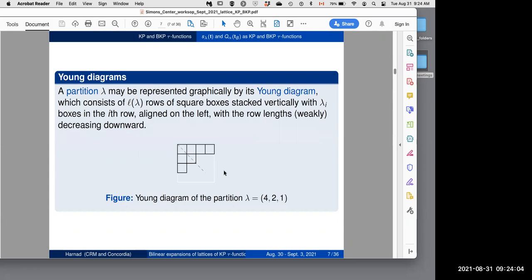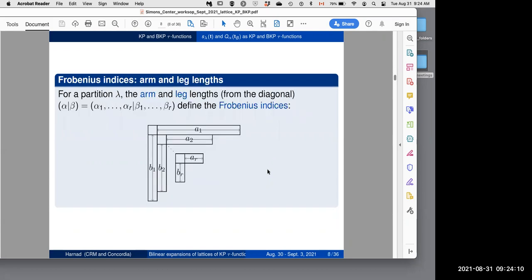And it's usually represented by a Young diagram. I think everyone knows this, where the rows are the number of parts of the partition. Another representation is using the so-called Frobenius indices, which is entirely equivalent to the partition. You look at the arm length and the leg lengths along the diagonal, and this set of pairs of numbers, alpha 1 to alpha r, beta 1 to beta r, contain exactly the same information as the partition. You can translate from one into the other, with very simple formulas.